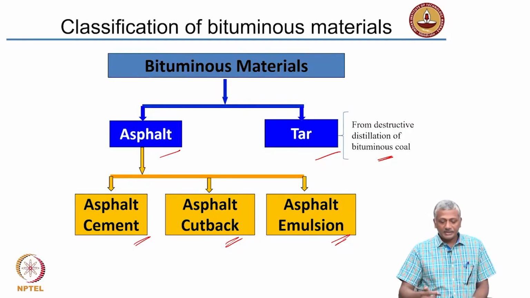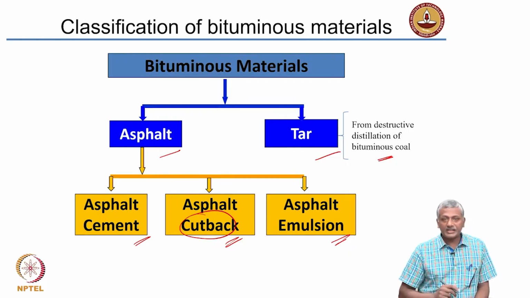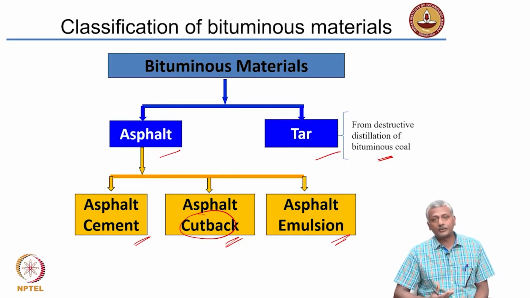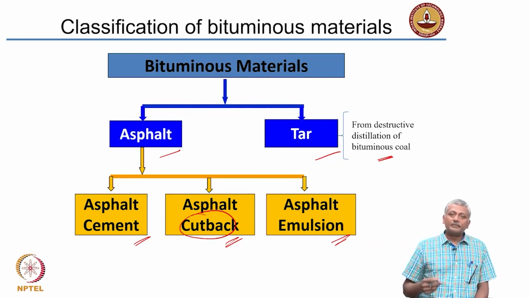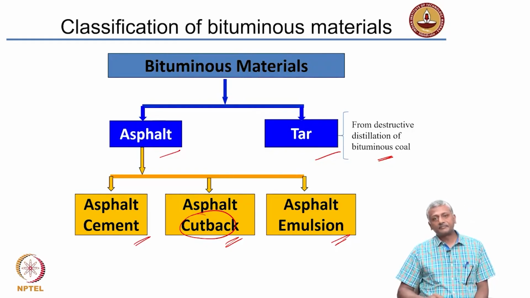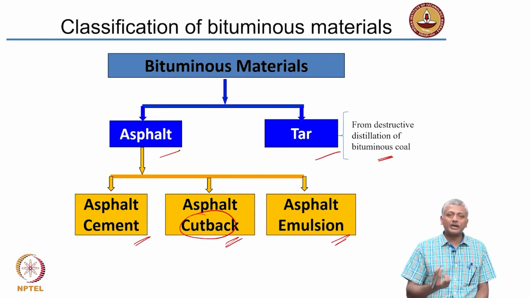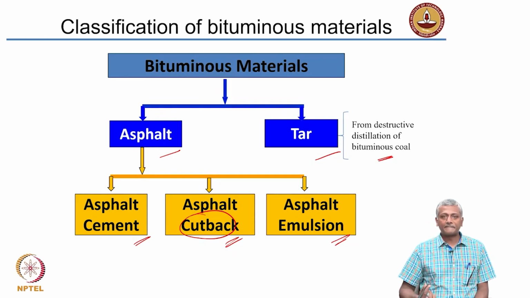Now, I said that in a cutback, the asphalt is getting dissolved in an organic solvent. So, now imagine you have a roadway surface, which is made with asphalt concrete, and you have a vehicle from which petrol is leaking. What will happen? Petrol is an organic solvent from the same process of fractional distillation, right? And that petrol will start dissolving out some of the asphalt. And that may not be a good thing for your road surface.